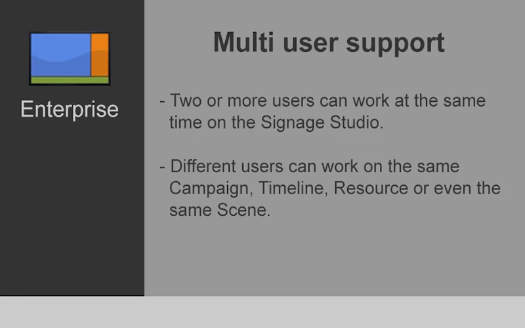In this tutorial, we're going to show you how our system supports multi-users. With multi-users, you have the ability to have two or more people work at the same time on the Signage Studio. So you have the capability of having different users work on the same campaign, same timeline, same resource, or even same scene. And the system is smart enough to prompt you whenever you save your changes to let you know of any conflicts so you can make the proper decision and decide if you want to keep your own data or the other user's data.